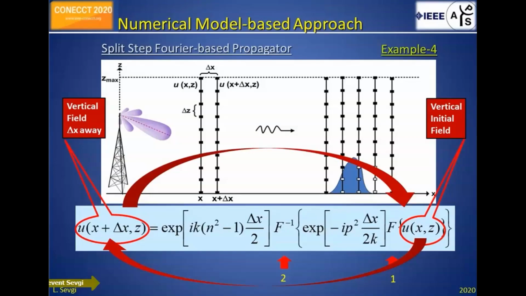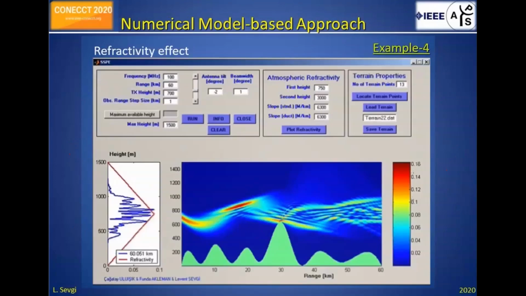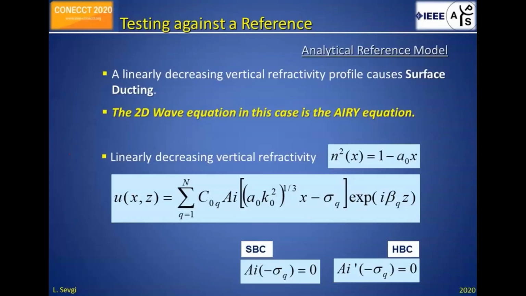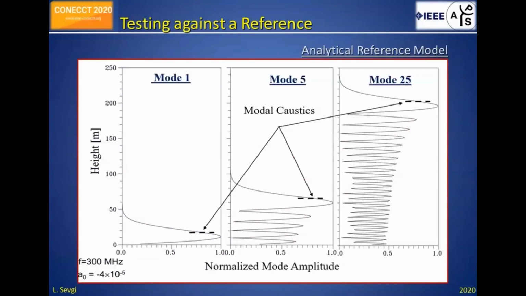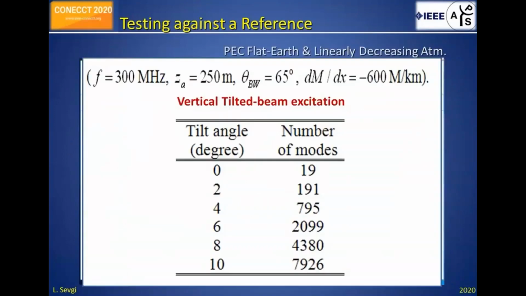Yeah. So this is a scenario where you can apply a parabolic equation, and as you see, a tilted beam can propagate as shown in this slide for given conditions. We can do tests if we have reference solutions. One reference solution can be obtained for the linear refractivity profile through the atmosphere in terms of Airy functions, and these are the mode functions. And for the antenna tilt angle, the number of required modes are shown in this slide.